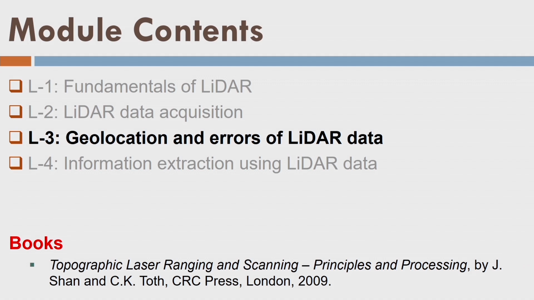In this lecture we are going to learn the process of georeferencing, which means we bring the complete data into one reference frame, and that reference frame is ITRF or International Terrestrial Reference Frame. The process of bringing the LiDAR data into the ITRF reference frame is called geolocation. So let us go ahead in this lecture. So we are in lecture 3, that is geolocation and errors of LiDAR data.